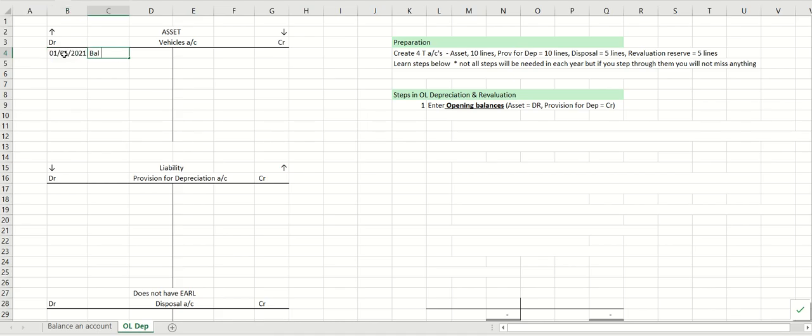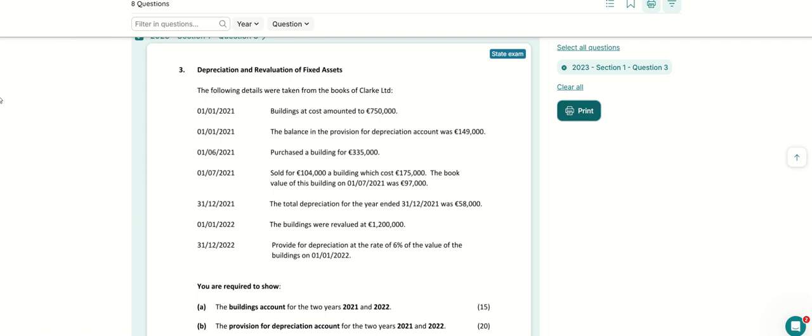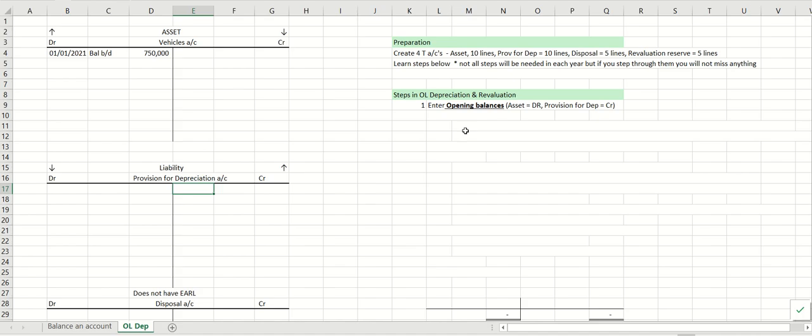We debit them to increase them. Opening balance BD, 750,000 onto the debit side. They give us the opening balance for our provision for depreciation account, 149,000 credit side because it's a liability account. Always credit. Liabilities are always credit.